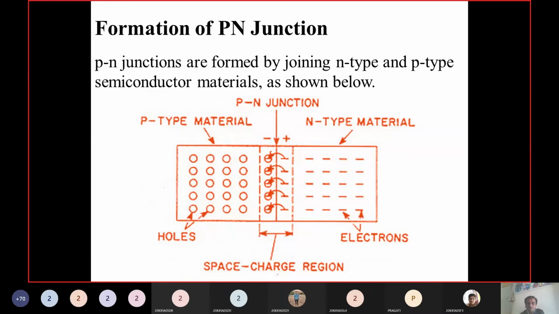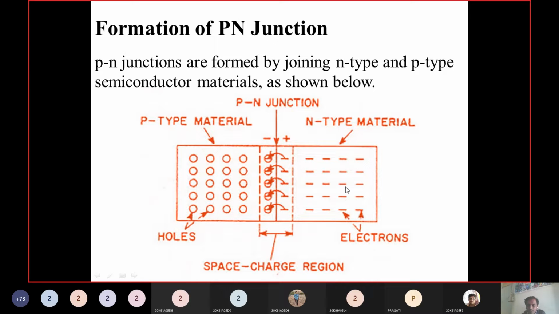Otherwise, another way is to bring a P type material and an N type material into close contact with each other. If you heat them to a higher temperature, the PN junction will be formed. Simply, a PN junction is formed by joining the P type and N type semiconducting material.